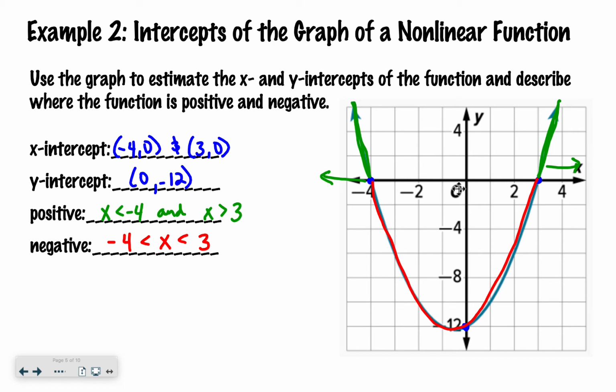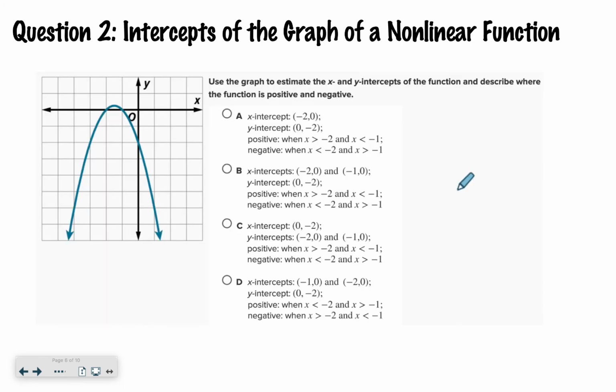All right, now I want you to look at this graph. And I want you to figure out which of these answers is correct. Is it A, B, C, or D? You're looking for the x-intercept, the y-intercept, when it's positive and when it's negative. Good luck.